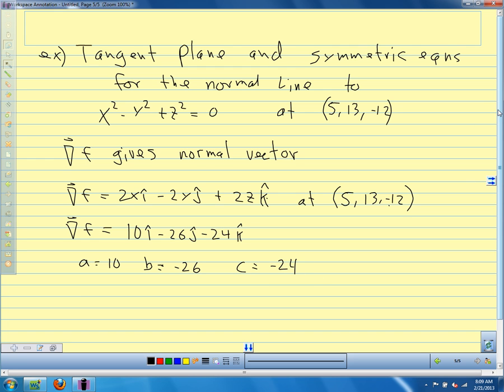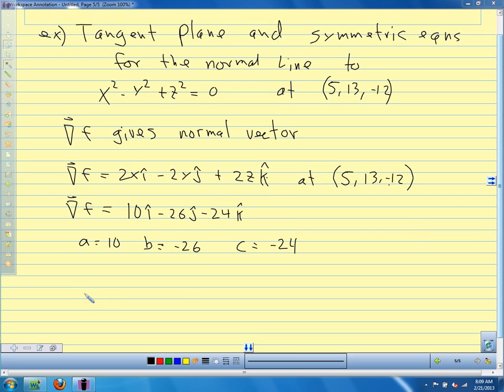So our equation for our tangent plane, what's our equation going to be? 10 times x minus 5 minus 26 times y minus 13 minus 24 times z plus 12 equals 0. So there's our tangent plane.